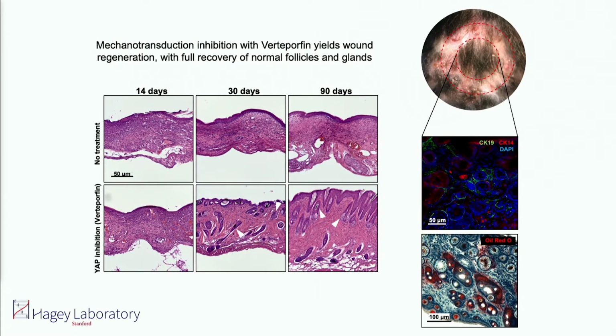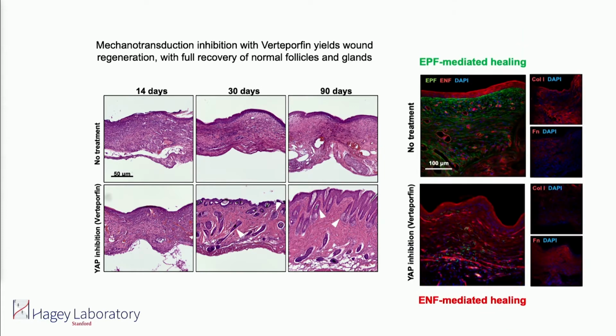Looking by the histology, we see that by 30 days, as demarcated with the white arrows, there are several structures that look like hair follicles and glands emerging. And by 90 days, again, our verteporfin-treated wounds were histologically indistinguishable from unwounded skin. And these structures stain for cytokeratins 14 and 19, oil red. So it indicates that we've achieved regeneration of hair follicles and glands within what would otherwise just be a bare scar area. And finally, looking at the lineage tracing, our control wounds are predominantly healed by EPFs, whereas our verteporfin-treated wounds are predominantly healed by ENFs, as shown here in red.